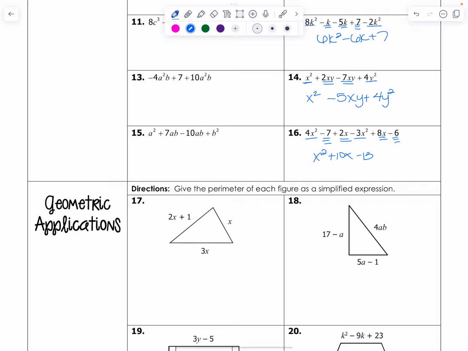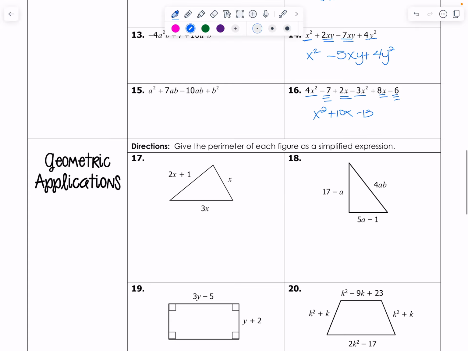Okay. And then when I do perimeter, again, I just change it to a little bit of geometry, but really all I'm doing is I'm just adding everything together. So I'm looking at a 17 minus a plus 5a minus 1 plus a 4ab, and then just combining like terms. So my a's by itself give me a 4a. I have a 4ab. And then I have a negative 1 and a 17, which gives me a plus 16.